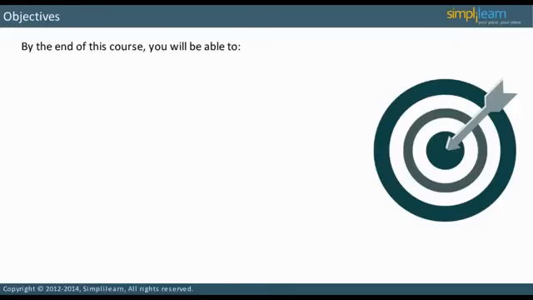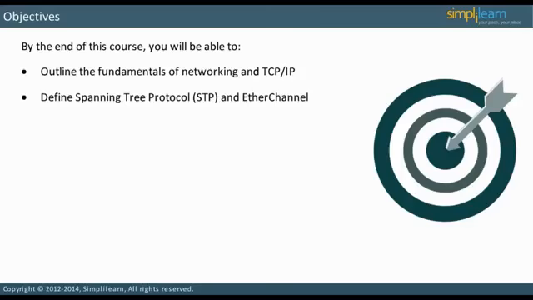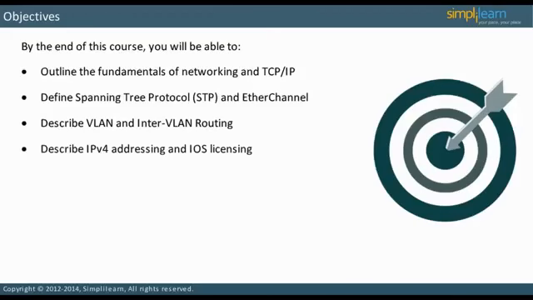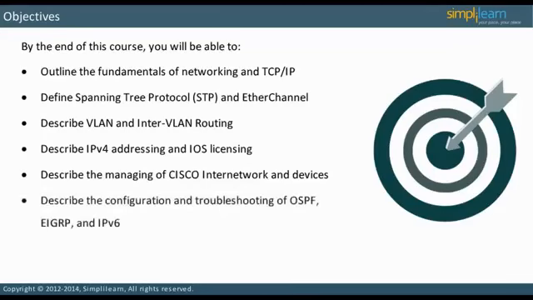By the end of this course, you will be able to outline the fundamentals of networking and TCP/IP, define Spanning Tree Protocol (STP) and EtherChannel, describe VLAN and inter-VLAN routing, describe IPv4 addressing and IOS licensing, describe the managing of Cisco internetwork and devices, describe the configuration and troubleshooting of OSPF, EIGRP, and IPv6. Define wide area networks, WAN. Now let us look at the structure of the course.